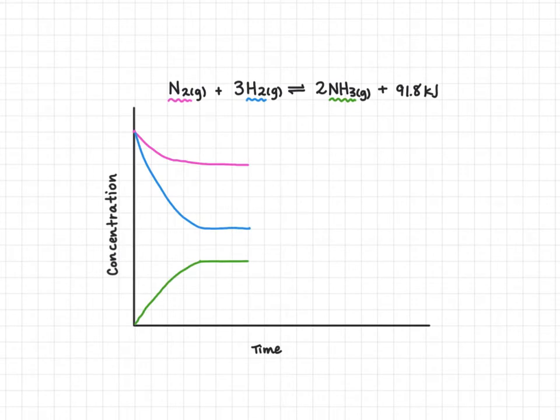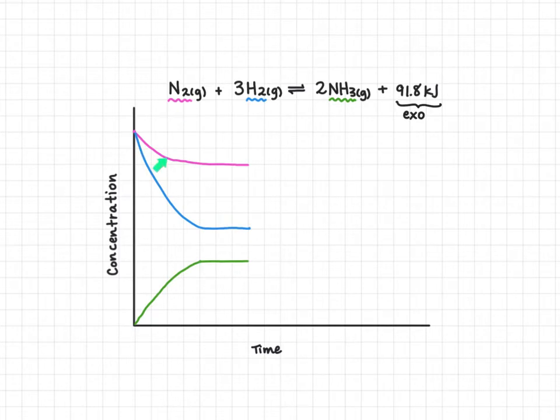So we're going to use the Haber process as our equilibrium system. So we have nitrogen plus hydrogen in equilibrium with ammonia. This reaction is exothermic. So on our graph, we have equilibrium has been established.